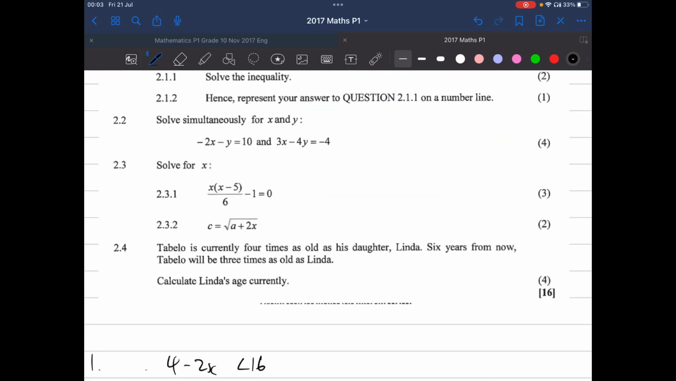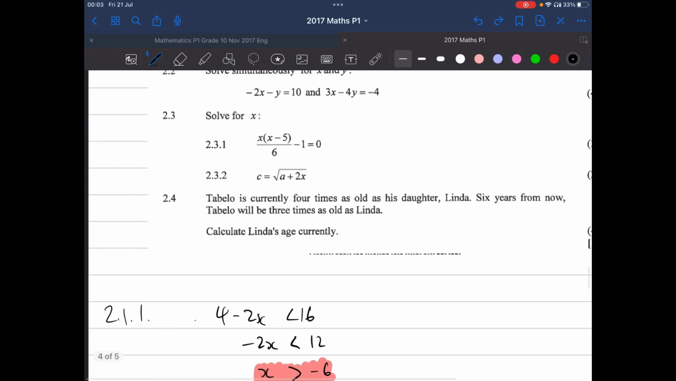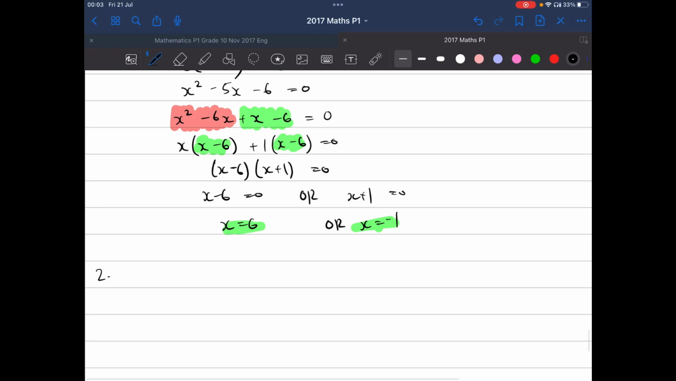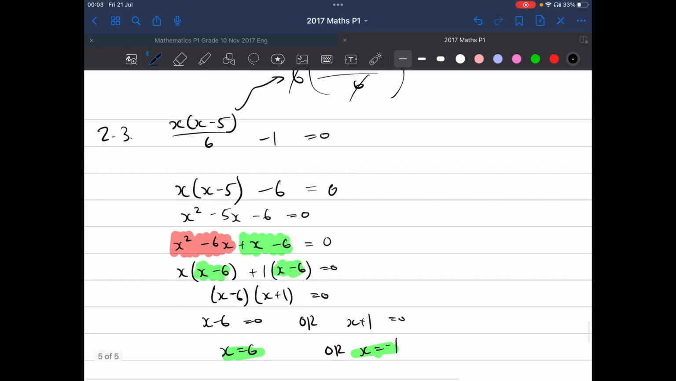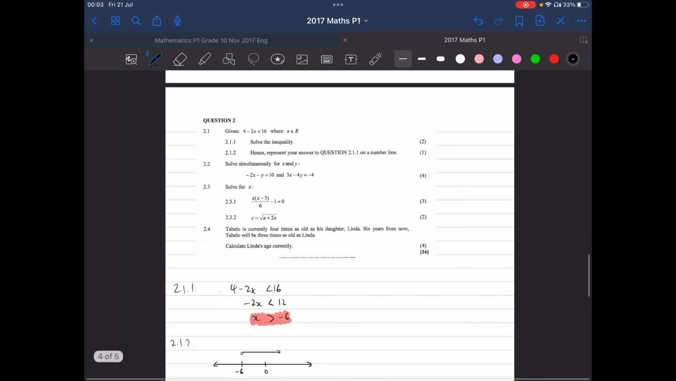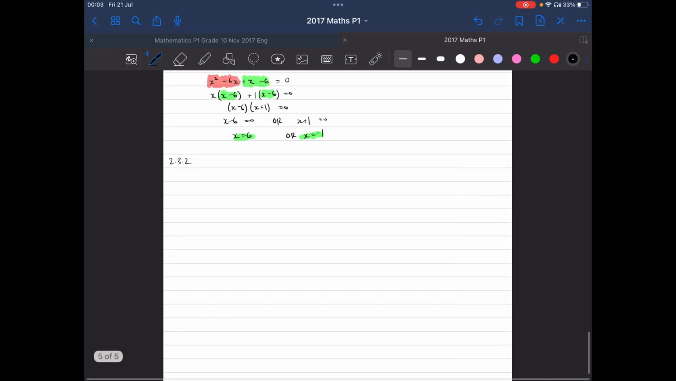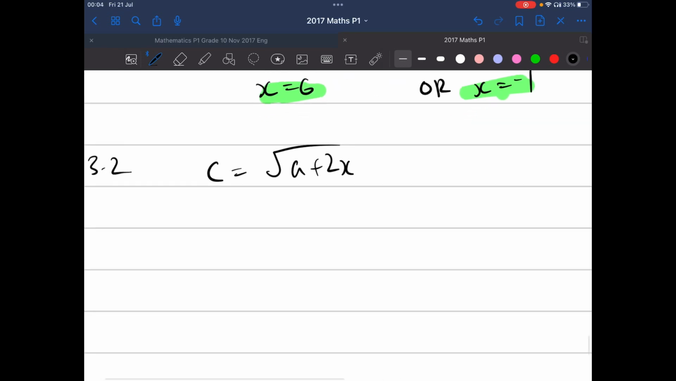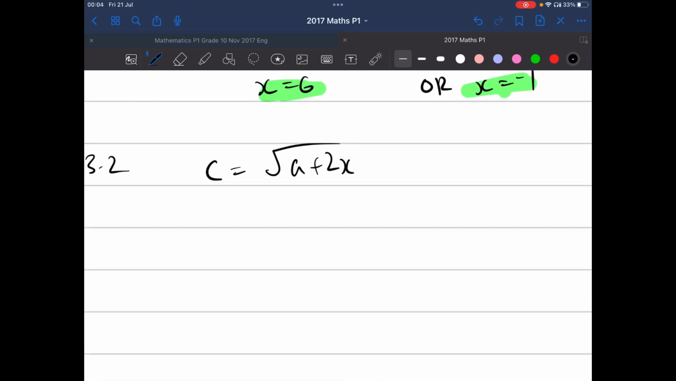All right, the next one says, we're looking at this one now, solve for x if c equals the root of a plus 2x. So 2.3.2, this was 2.3.1. So c equals the root of a plus 2x, and we're trying to solve for x. That means we're going to make x the subject of this equation.